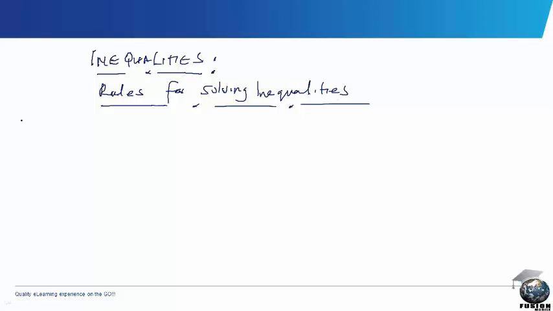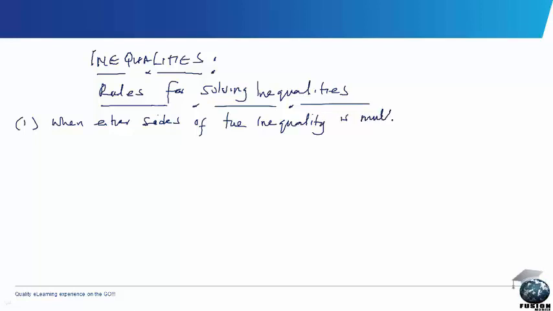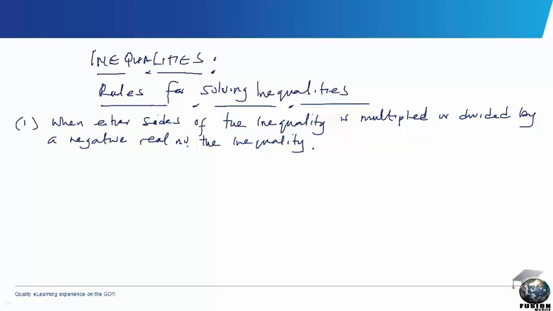The rule number one states that when either side of the inequality is multiplied or divided by a negative sign or a negative real number, the inequality sign is reversed.